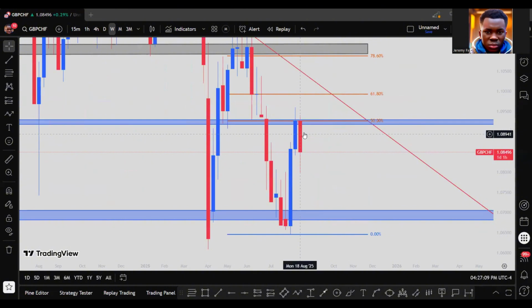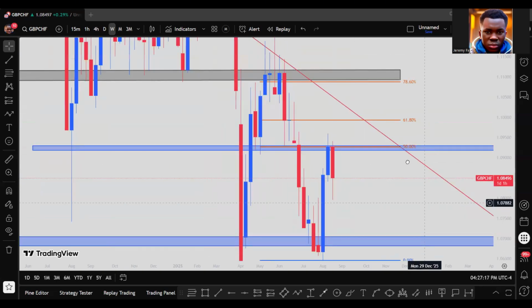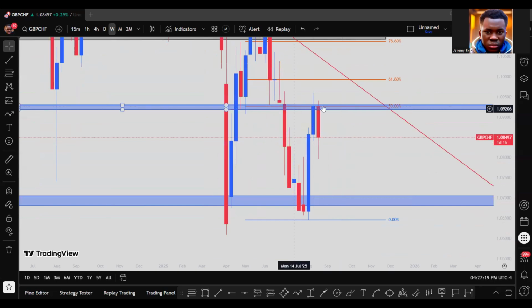So to me, this was a very high probability setup, because the trend of the market is to the downside, on the weekly time frame and also on the daily time frame. So following the trend of the market, price going into a Fibonacci level and getting into a major key level, this was a very high probability setup.